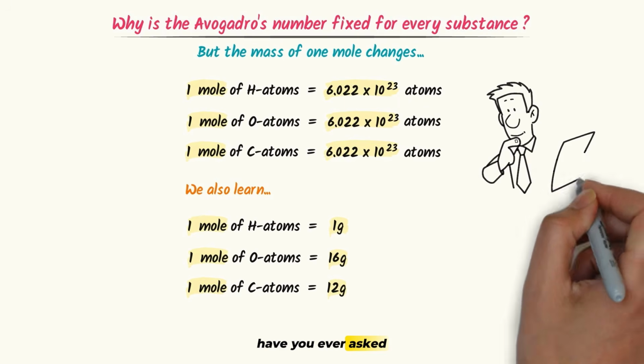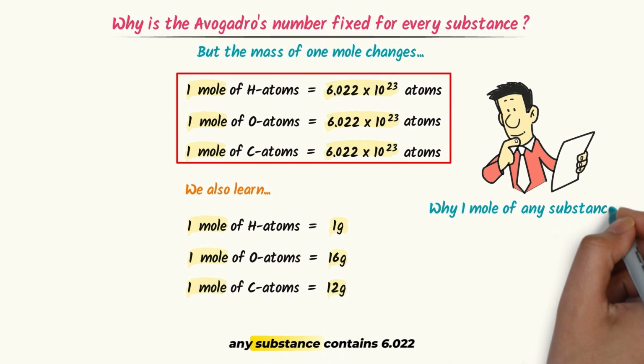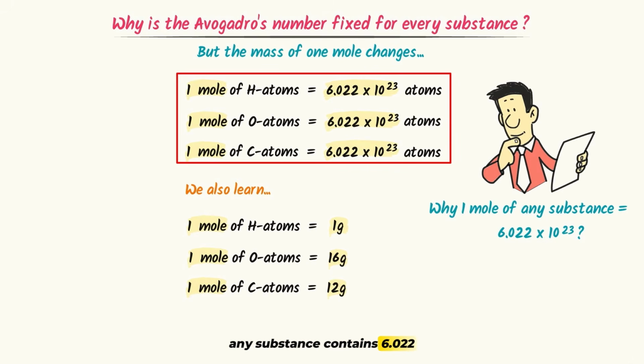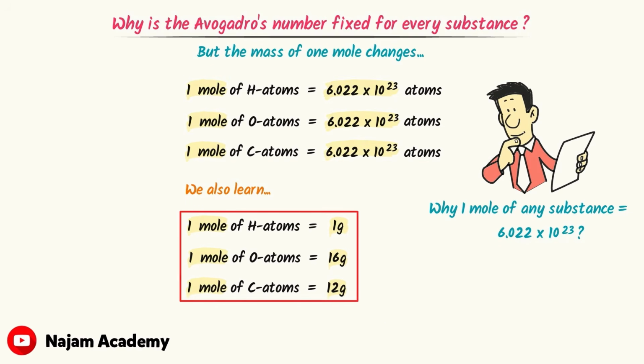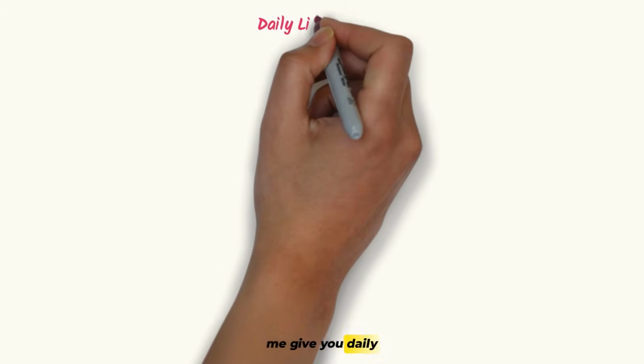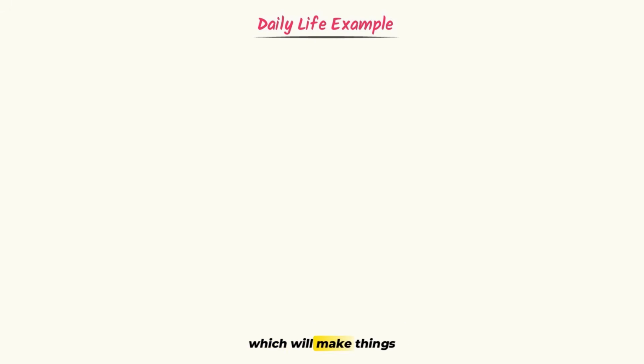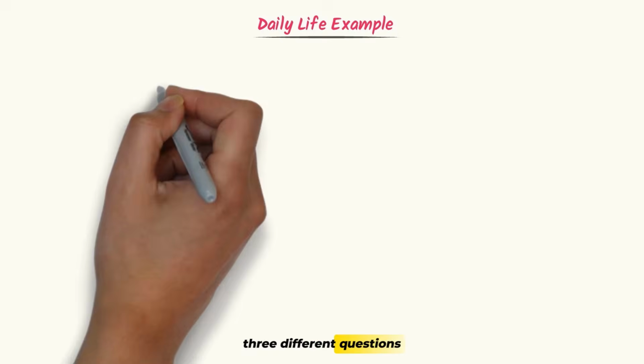Have you ever asked why 1 mole of any substance contains 6.022 × 10^23 atoms, but the mass of 1 mole changes? To learn this, let me give you a daily life example which will make things super easy. Let me ask you 3 different questions.